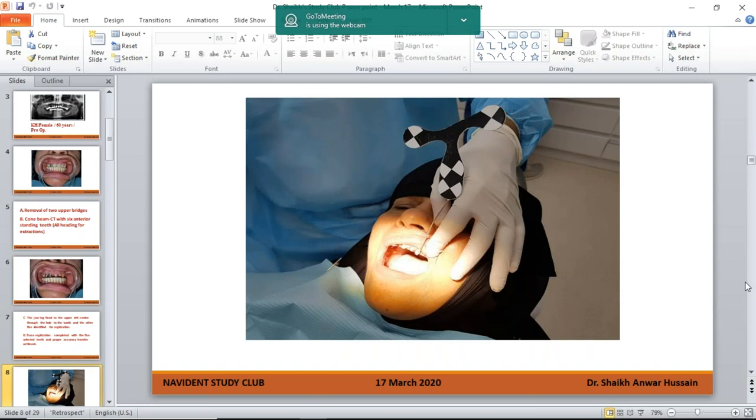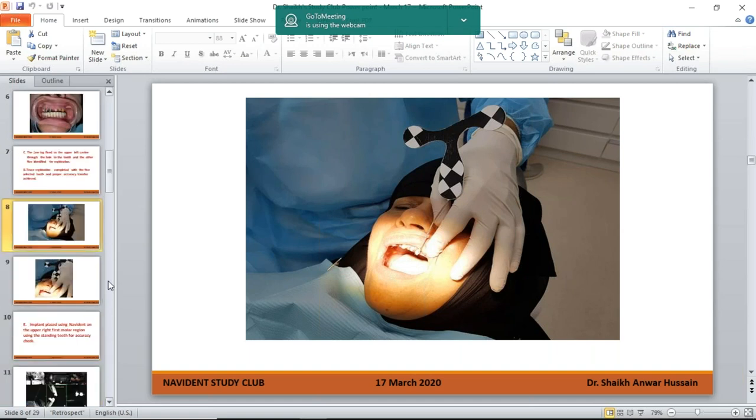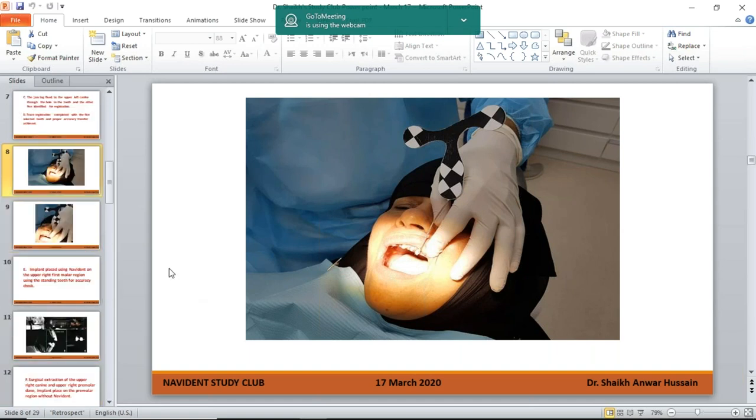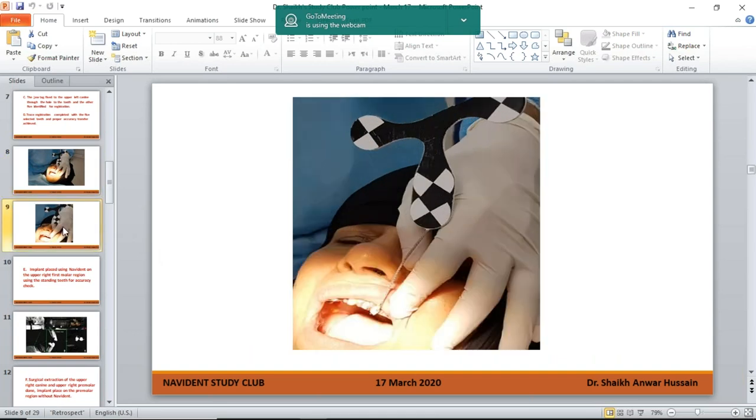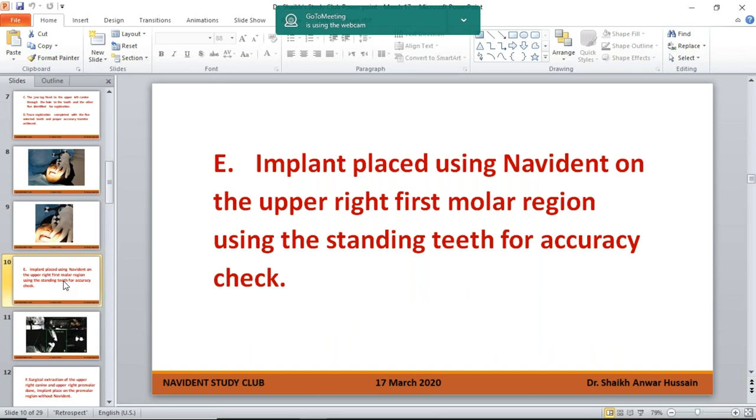So this was the jaw tracker which I have seated on the canine, as you can see, and I got an excellent fit, and the jaw tracker was not moving at all. This was a little bit closer picture of the same. Subsequently, I did the jaw track trace and place protocol.